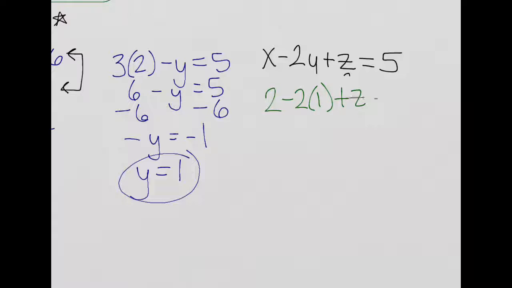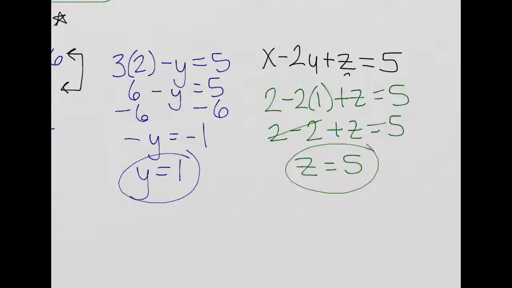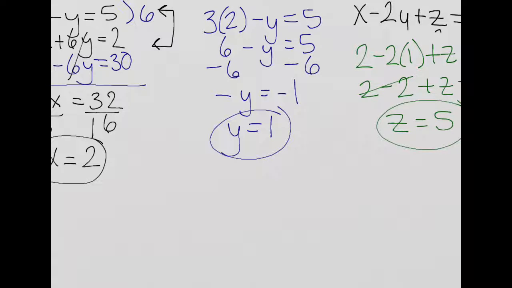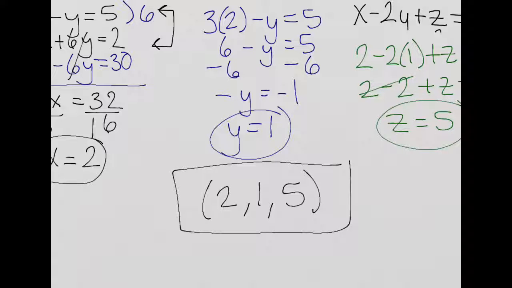We don't know what z equals. So we'll have 2 minus 2 plus z equals 5. So that will give us z equals 5. So if we look at our solutions, we have 2, 1, and 5. And if we wanted to check and make sure that's right, you just plug those into all three equations and see if they add up.